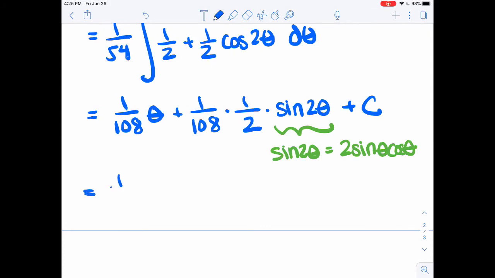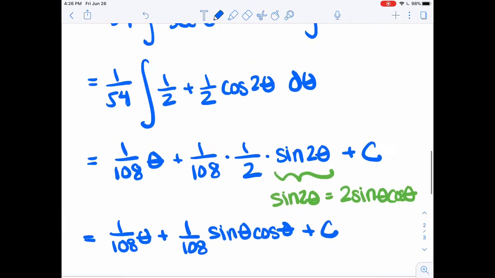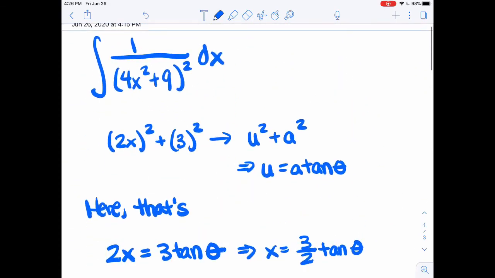Now finally we'll have 1 over 108 theta plus, so this sine of 2 theta is 2 sine theta cosine theta. 2's can cancel, so it's 1 over 108 sine theta cosine theta plus C. So we've got our answer, our antiderivative in terms of theta. We really need it in terms of x. So we go back, remember what our substitution was.